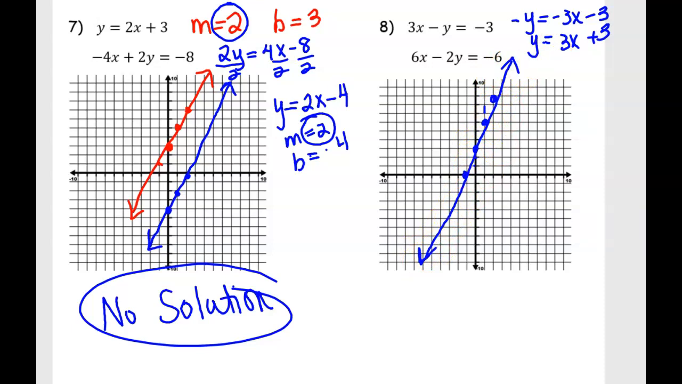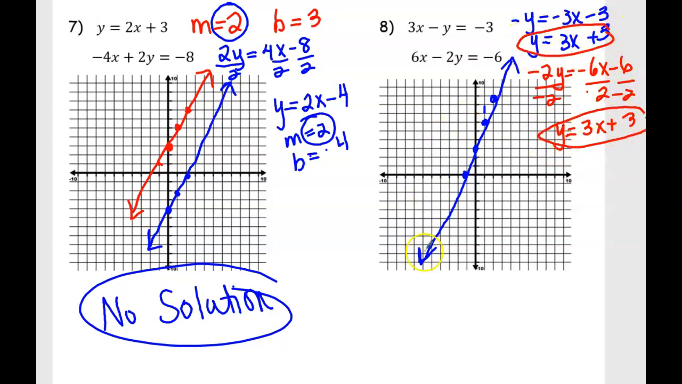All right, now when I do the second one, I end up with negative 2y is equal to negative 6x minus 6. And then when I divide both sides by the negative 2, we end up with y is equal to 3x plus 3. Notice these are both the same equation, okay? So when I graph the second line, it's going to be right on top of the first line, and every single point is going to intersect. So this is an example of infinite solutions. There's an infinite number of solutions, okay? Because this line goes on and on forever.